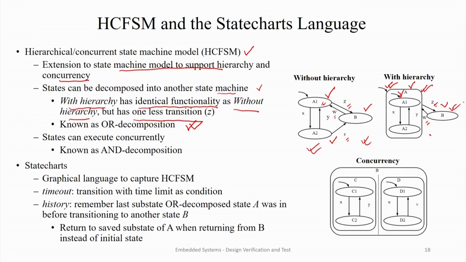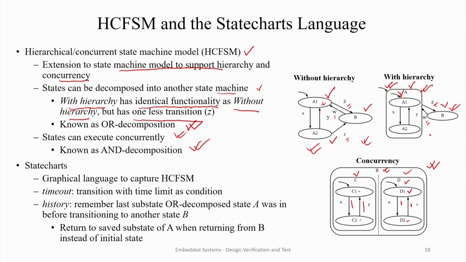However, HCFSMs can also have concurrent states, and this is called an AND decomposition. For example, in this case here, you have a state B which has two substates C and D. Each of them happens to be a composite state. C is a composite state which contains a state machine composed of states C1 and C2 and these transitions here. And also you have this composite state D, which is again a state machine composed of states D1 and D2 and these two transitions. Okay.